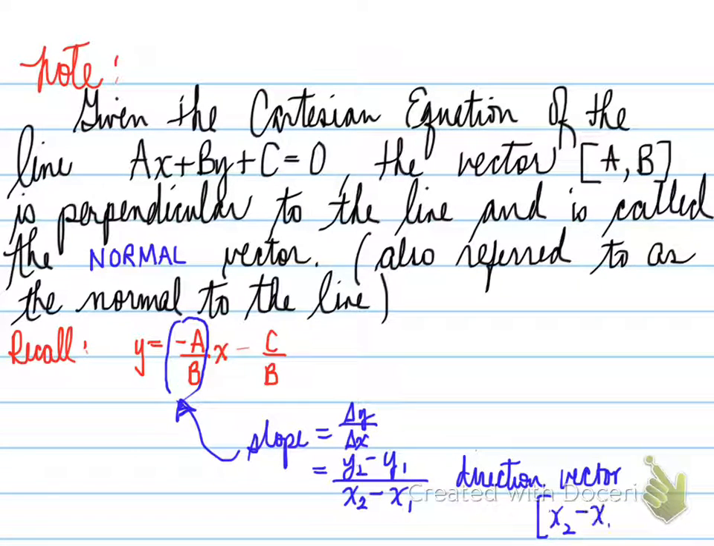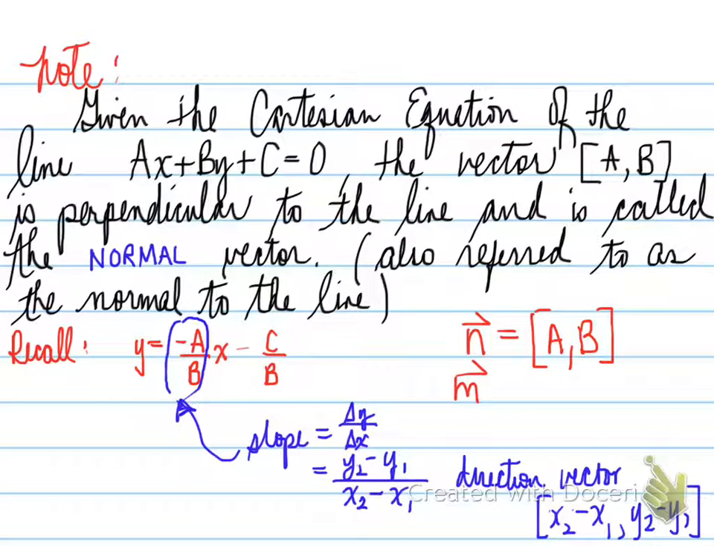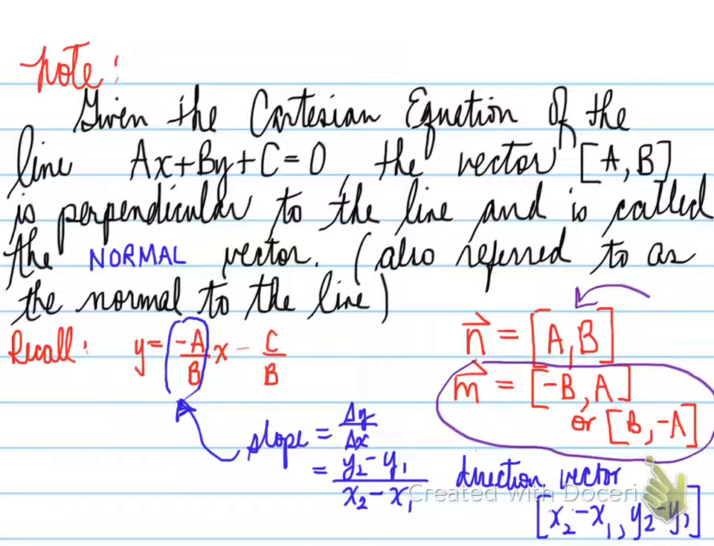And what we're going to find out is that in order to make it perpendicular, you flip and change the sign. So our normal vector is AB. But what is our regular direction vector? Our direction vector m is going to be delta x, which is b, and negative b, a. Or you could rewrite it as b, negative a. Ultimately, that is our direction vector.